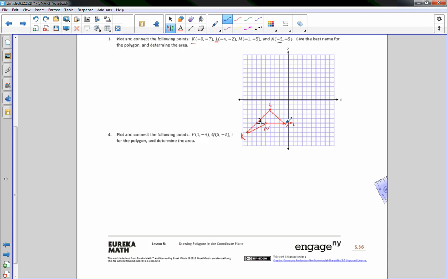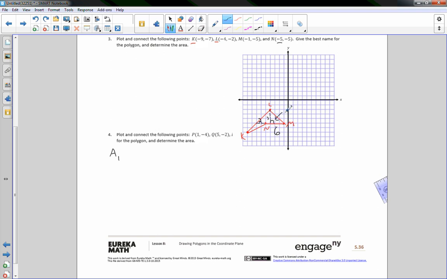This piece here is a triangle with a distance of 1, 2, 3, 4, 5, 6. That is a length of 6 all the way across here. And then I need to know this height, which is right here. That is a distance of 1, 2, 3. So this is 3.